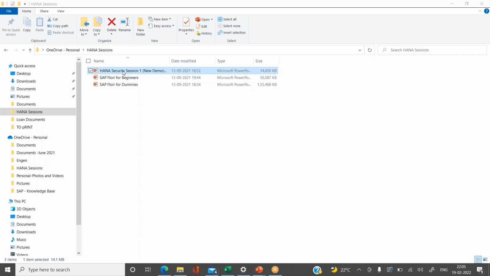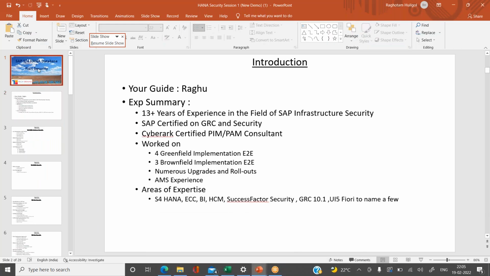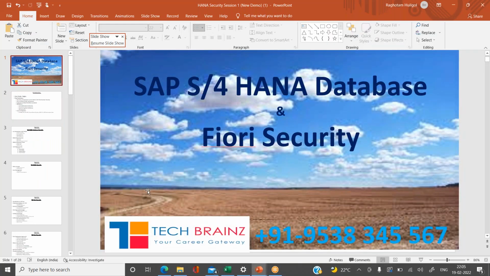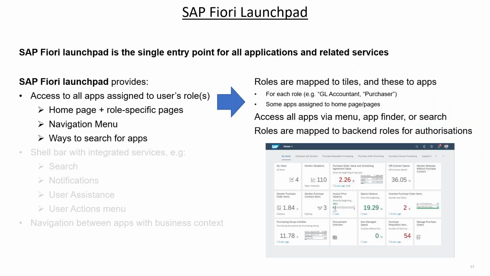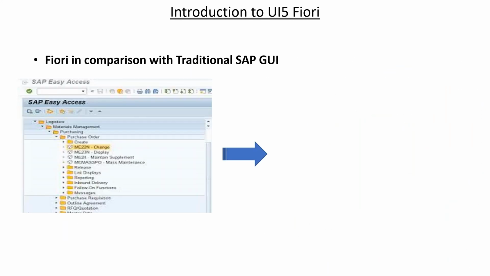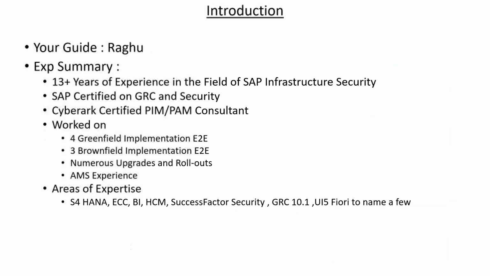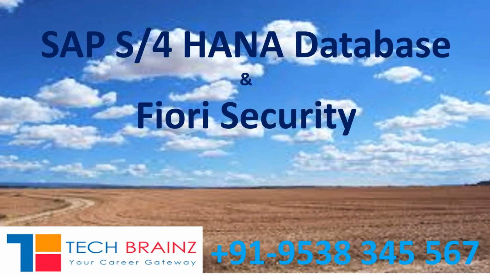Hello. Yes, Raghu. We are using GRC access control, process control, and risk management. Once we move to HANA database, do we have to make any changes at the configuration level, or what do we need to do? So currently, what database do you have? Oracle. Oracle ECC, right? Yes, sir.